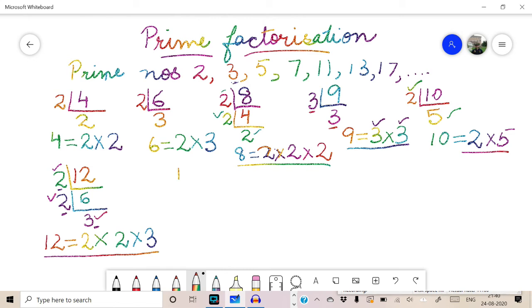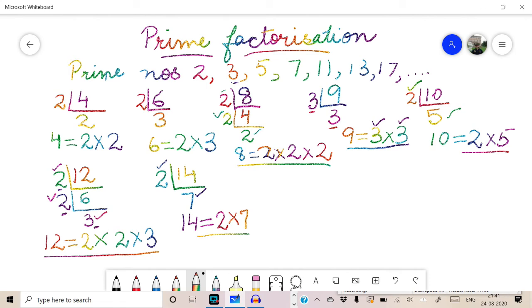The next composite number is 14. So let us pick up a prime number with which 14 can be completely divided. That prime number is 2. 2 sevens are 14. Now beta, 2 is also prime and 7 is also prime. So we can express 14 as a product of two prime numbers, that is 2 and 7. So 14 is equal to 2 multiplied by 7.